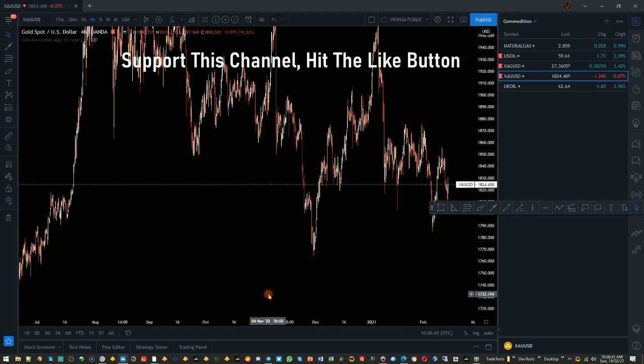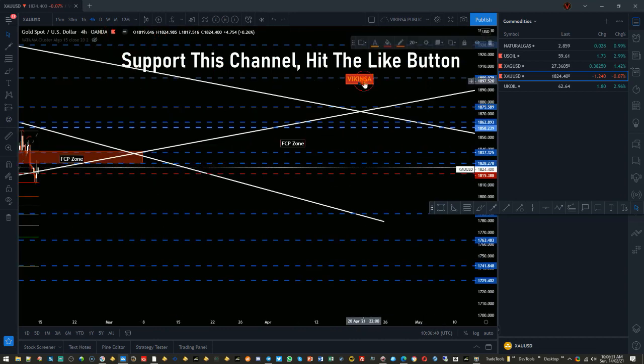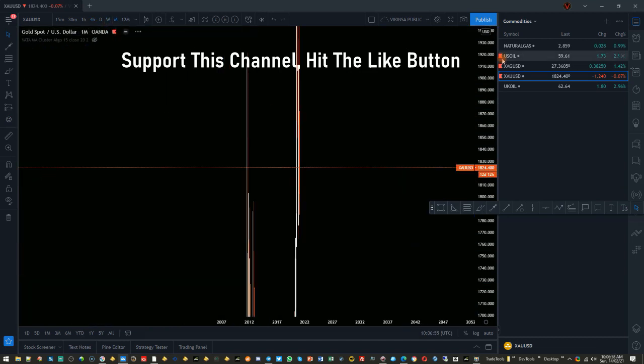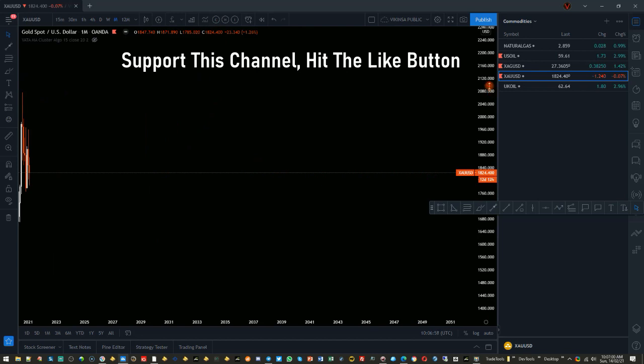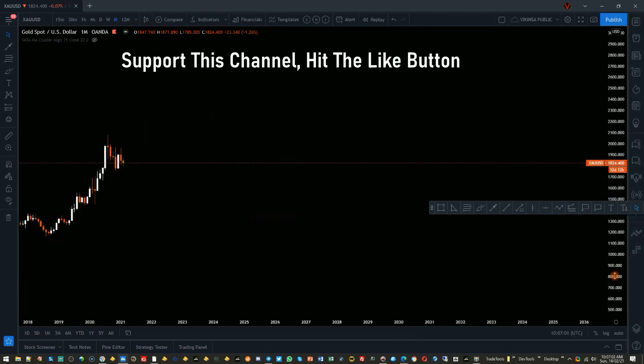So let's remove everything and start from a higher time frame, which is going to be our monthly time frame. Okay, so remove everything, and let's go to the monthly time frame and see what we have got.